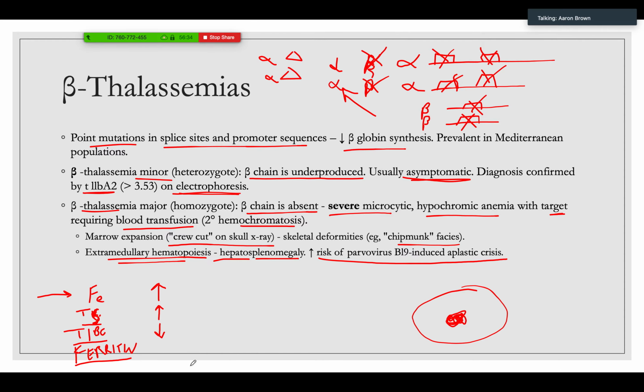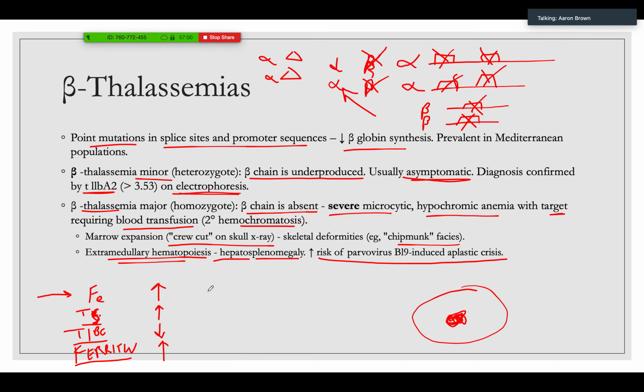The storage of iron. Is that up or down? It's going to be increased because we have all that extra iron. We can't add it into our hemoglobin because that's the problem. And so our storage of iron increases, okay? But excellent job on the other 3, okay?